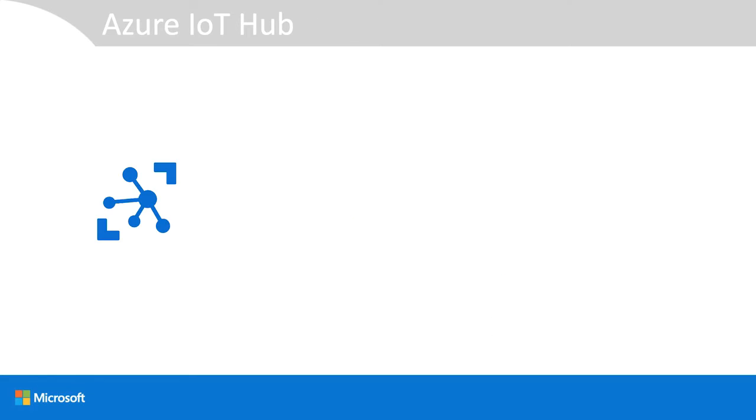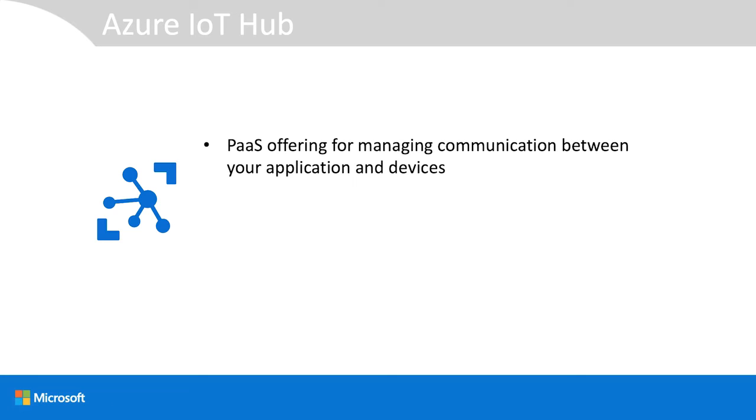Azure IoT Hub is a PaaS offering that helps you to manage communication between your application and IoT devices. Using IoT Hub, you can securely send messages to your devices. This is called cloud to device or C2D messaging. Or from your device to IoT Hub, a process called device to cloud messaging or D2C. You can also securely route messages to Event Hub, Azure Storage, and Service Bus.